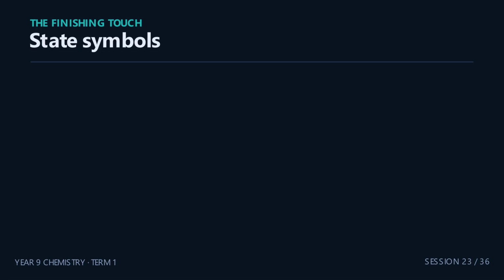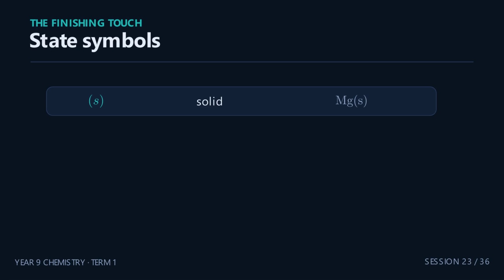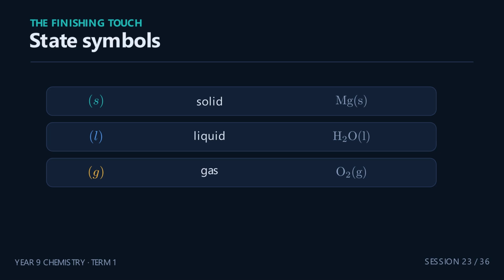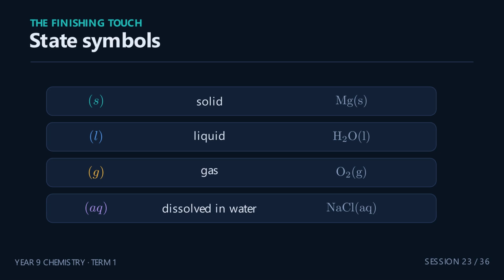Now the finishing touch: state symbols. In brackets after a formula, s means solid, l means liquid, g means gas, and aq means aqueous. Magnesium solid is Mg(s). Water liquid is H2O(l). Oxygen gas is O2(g), and salt water is NaCl(aq).